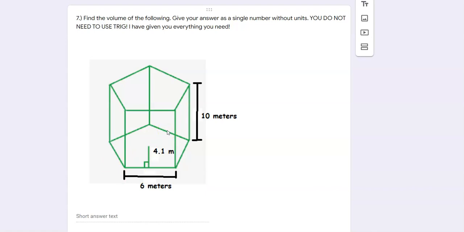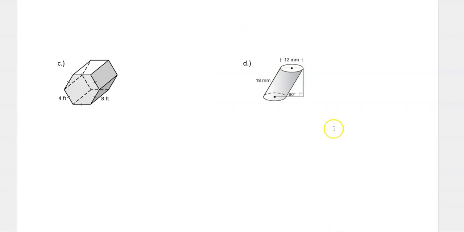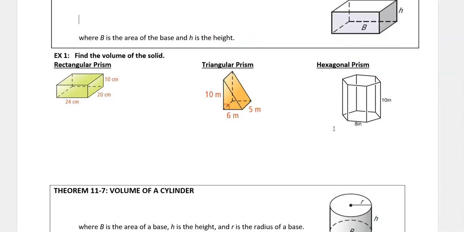Does anybody have any questions? Don't have a set of scissors. Any other questions that relate to what we're doing? No? Great. Okay, so let's go ahead and jump into today's lesson.